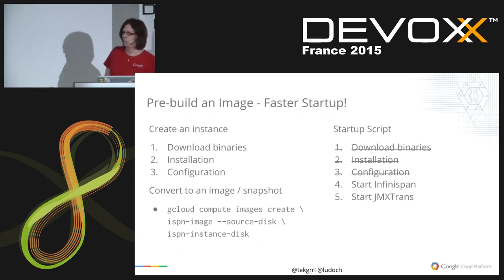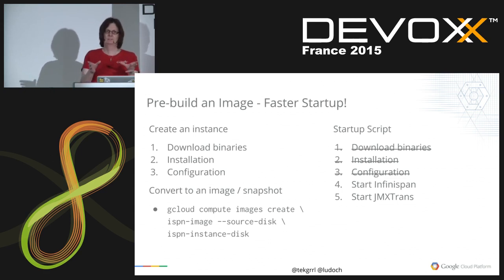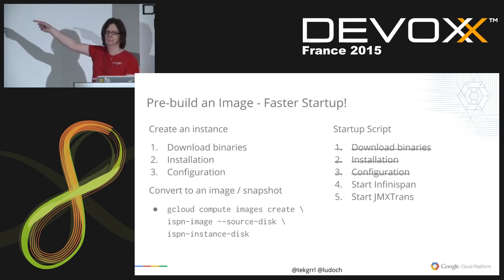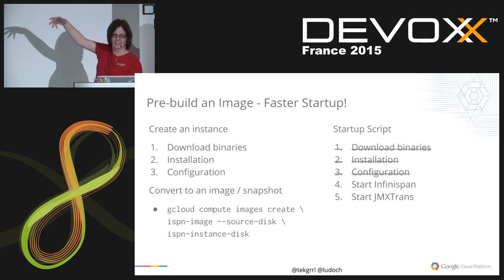Now, what you normally do is have a base image and then have some startup scripts bootstrapping as well, just to maybe tweak the configuration. Maybe some dynamicness in terms of naming nodes or having ports exposed that you may have to tweak in your startup scripts. So here we replace download binaries, installation and configuration with an image. Then we start Infinispan and start the JMX trans independently from within the script. So this isn't part of the image.